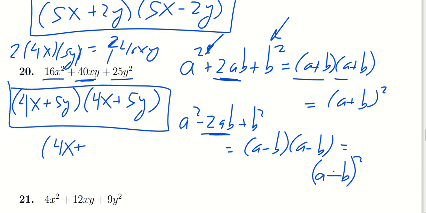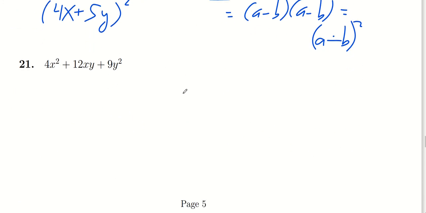Or you can go ahead and write it, because the factors are repeated, as 4x plus 5y quantity squared. If you don't notice this, or if you don't pick up on this particular factoring type, it's not a big deal. You can still use your trial and error method or your AC method to get the answer as well. But if you happen to notice that pattern, it will save you a little bit of time.